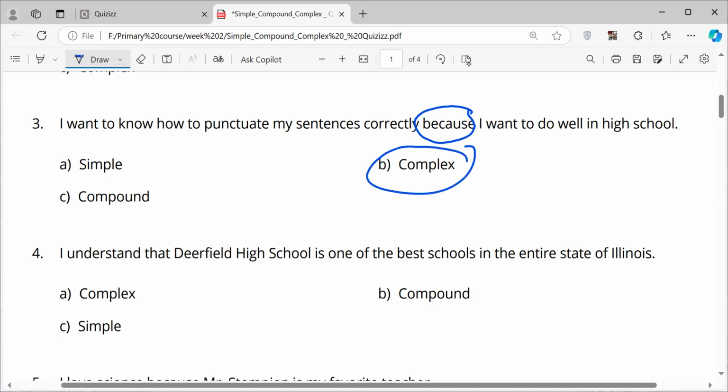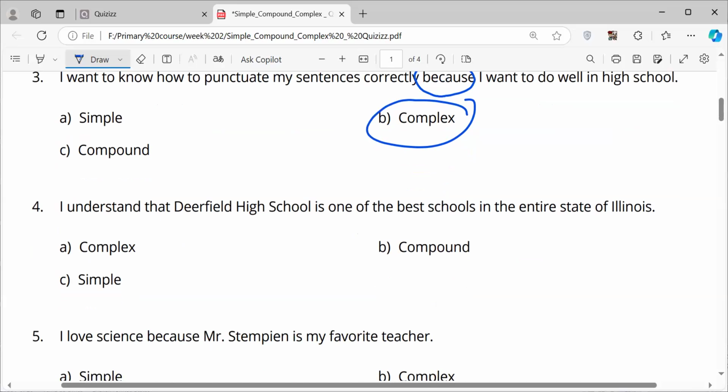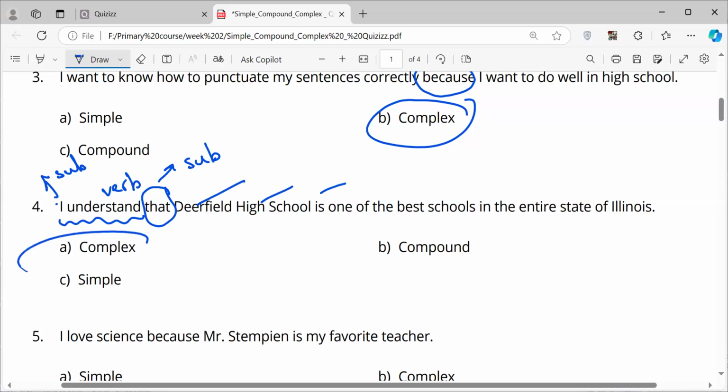Rodina, next. I understand that the high school is one of the best schools in the state of London. Say again. What's your sample answer? Here is a sentence: I understand. Subject, verb. Here is that, the subordinator. Yes, this is a new sentence. So it's what? It's complex. Yes, all right.